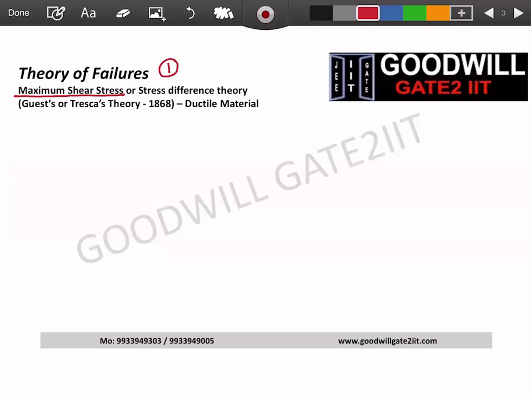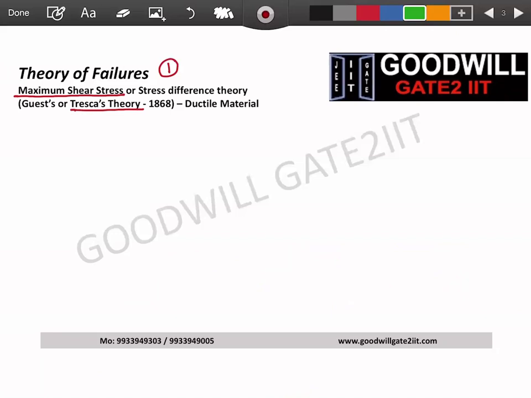The other most common name for this theory is Tresca theory. I'm 1000% sure in your exam, they can use any of these two words. But for completion, this theory is also known as stress difference theory or Guest's theory. These are nothing but the names of the scientists. But I insist you remember these two names, maximum shear stress theory and Tresca theory. These are one and the same thing. They will use these words in your exam. So first thing, the name.